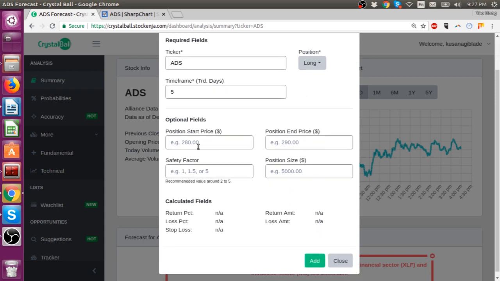Shorting simply means that you are profiting from the stock if the stock goes down. Now I'm going to put my starting price at 179.01, and then I'm going to put my end price at 139. These numbers were obtained from our previous technical analysis, and this shows me my return percentage down here as soon as I enter both of these numbers. Now I'm going to put in my safety factor as 3. You should put in some number between 2 and 5. You know, the higher it is, the more likely you will get kicked out by volatility. So you have to be careful with your safety factor.